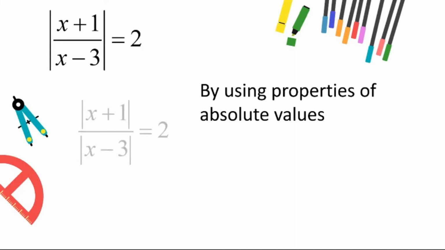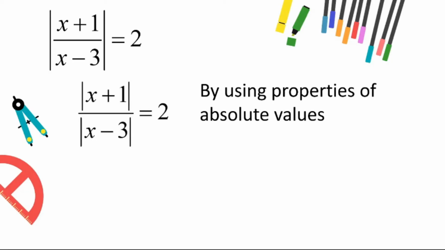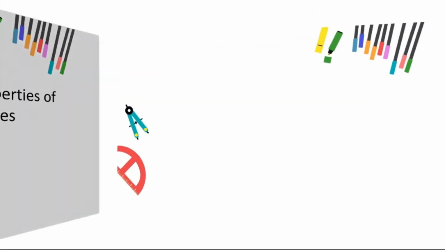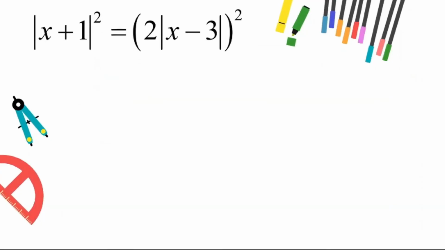So by using the properties of absolute value, we can say that absolute value of x plus 1 over absolute value of x minus 3 equals 2. Then I can cross multiply. It will give me absolute value of x plus 1 equals 2 times absolute value of x minus 3. Here, we can say that this equation has two absolute values. It means we have to use squaring both sides. So, I square both of them.